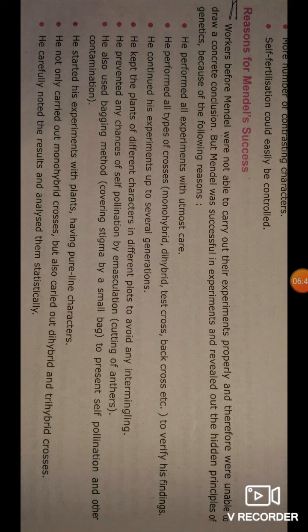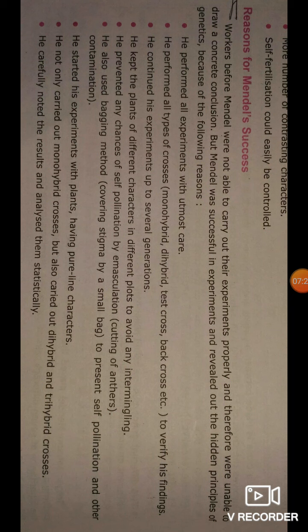He kept the plants of different characters in different plots to avoid intermingling. He prevented any chance of self-pollination by emasculation, that means cutting of anthers. He also used the bagging method, that means covering the stigma with a small bag to prevent self-pollination and other contamination. He started his experiment with plants having pure line characters. He not only carried out monohybrid cross but also dihybrid and trihybrid cross.